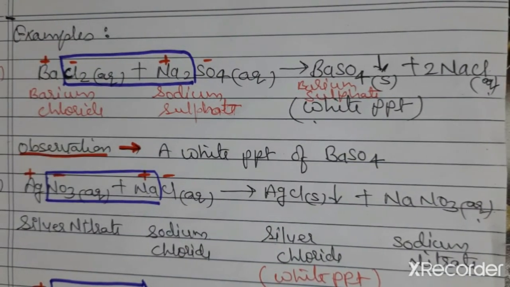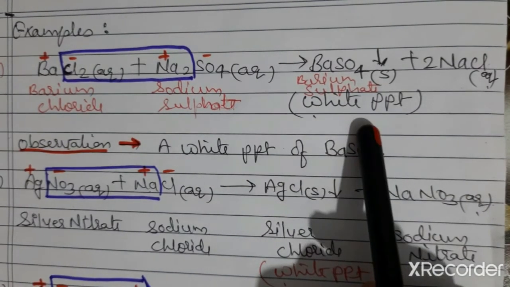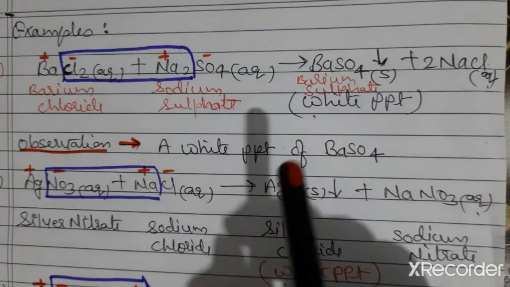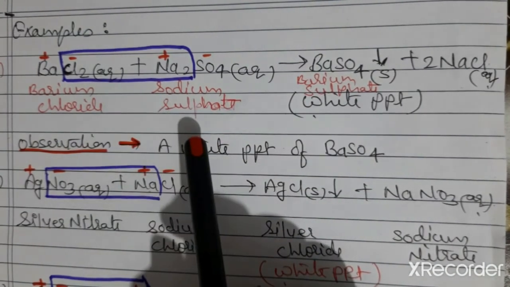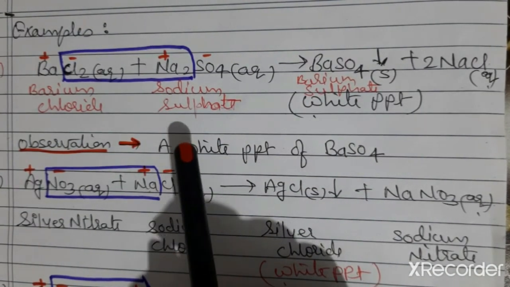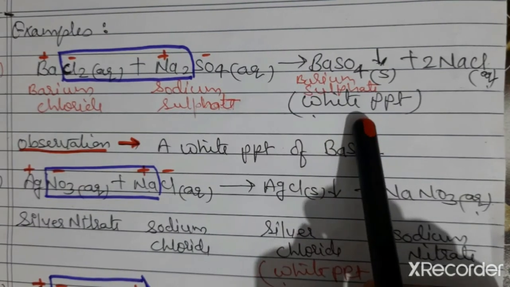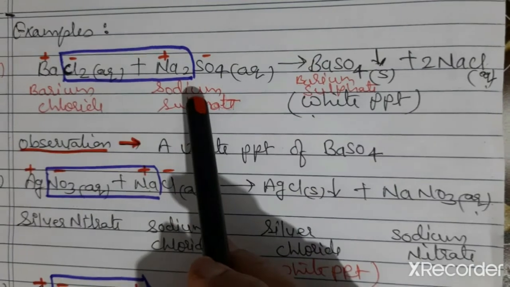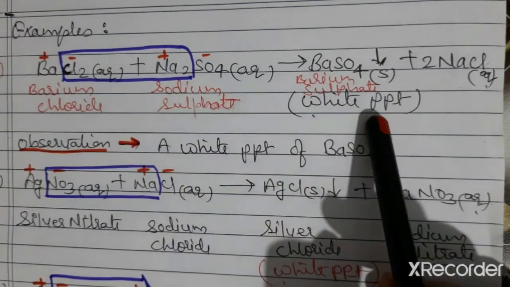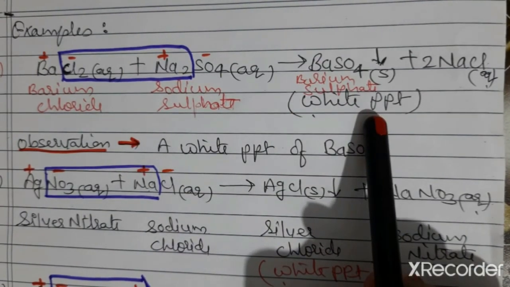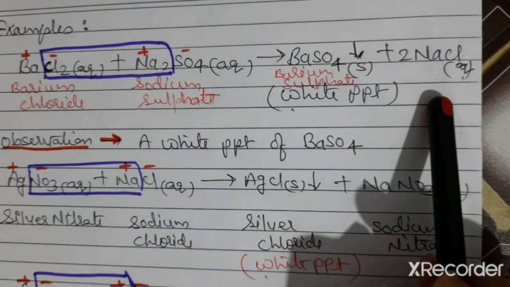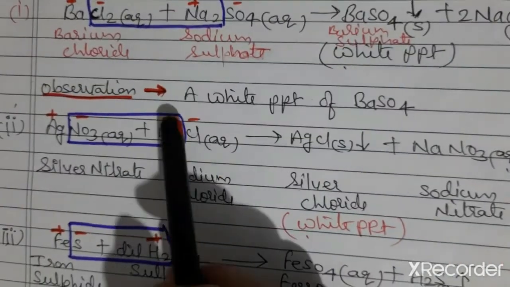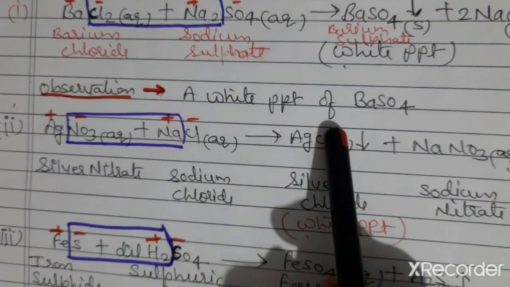In this reaction, a white precipitate of barium sulfate is formed. In most double displacement reactions, you will observe the formation of a precipitate. So when barium chloride combines with sodium sulfate, it gives a white precipitate of barium sulfate, and sodium chloride remains dissolved in the solution. So here we will observe a white precipitate of barium sulfate.